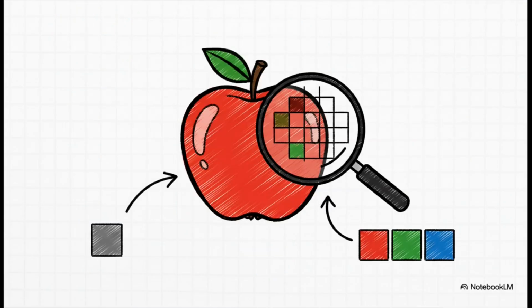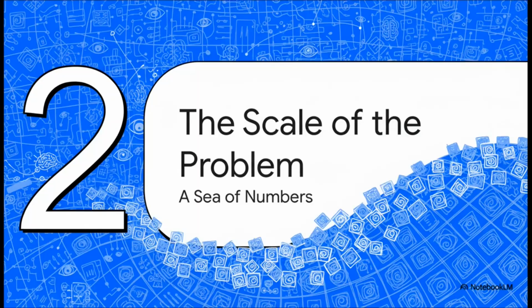All right, so the answer actually starts at the most basic level. Every single digital image, right, is just a grid of these tiny little squares called pixels. Now, for a simple black and white photo, each pixel is just one number, how bright it is. But for a color photo, it's actually 3 numbers for every single pixel. One for red, one for green, and one for blue. Okay, so pixels, numbers, got it.